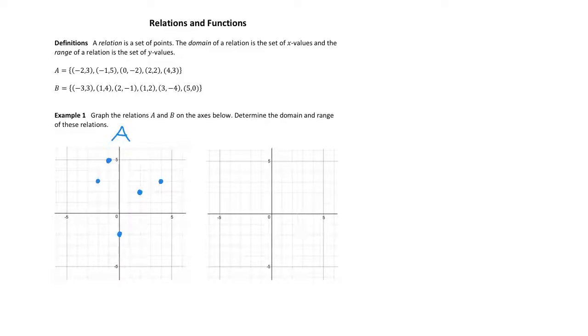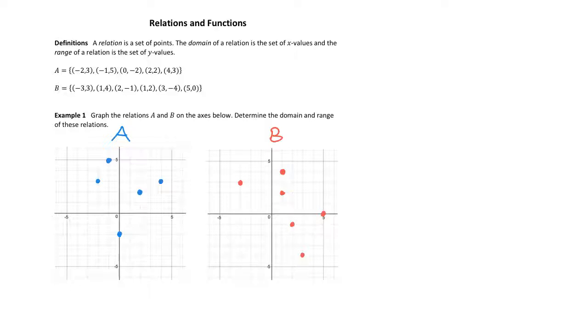I can do the same thing for the relation b. So b is -3, 3, 1, 4, 2, -1, 1, 2, 3, -4, and 5, 0. So there we go. We have the graphs for relations a and b. To determine the domain and range, I'm going to start with the graph for a.